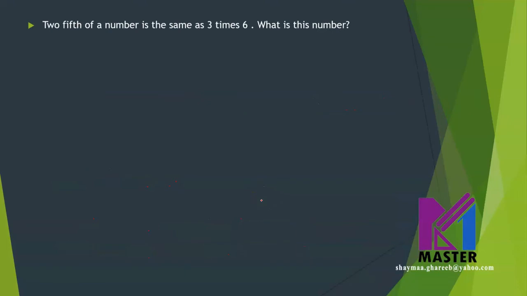Now, let's go to the next question. Look at this question. 2/5 of a number is the same as 3 times 6. What is this number? We are going to read this question and try to write it as a mathematical sentence. Let's do it step by step.